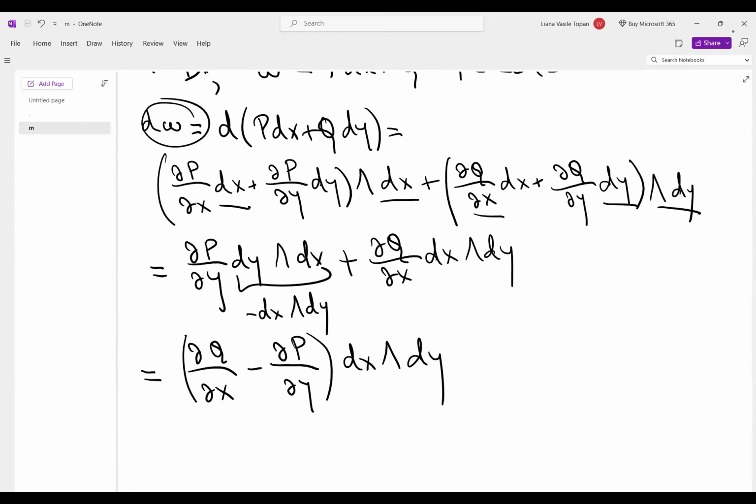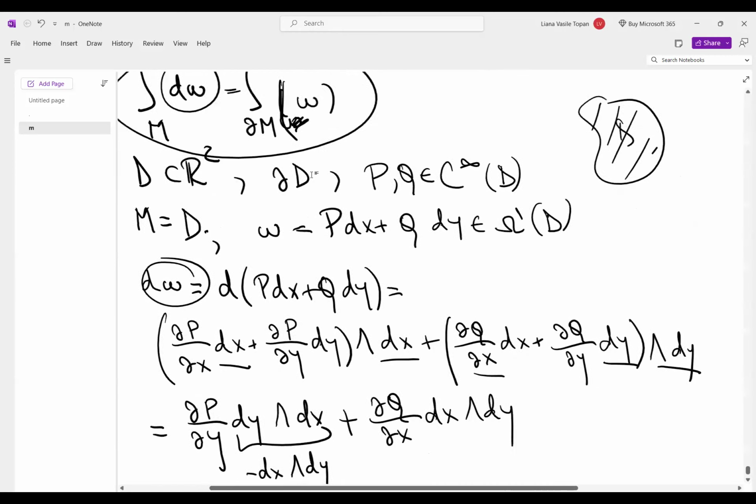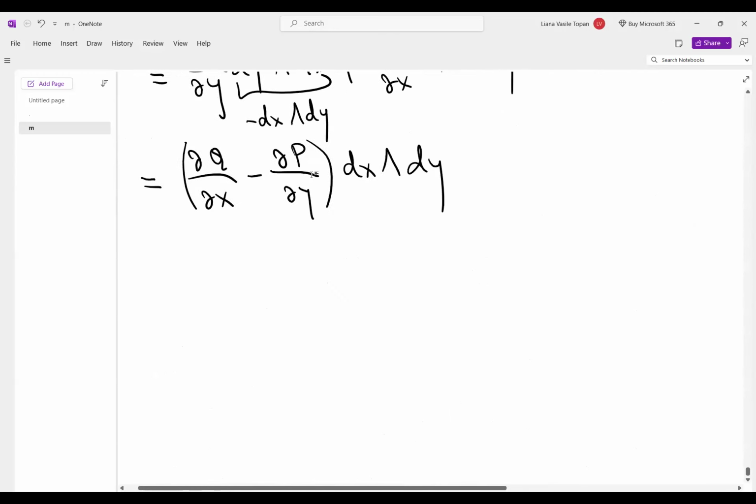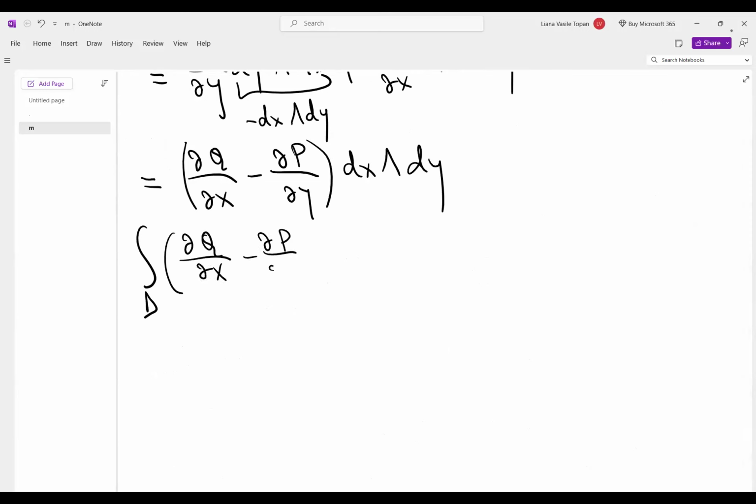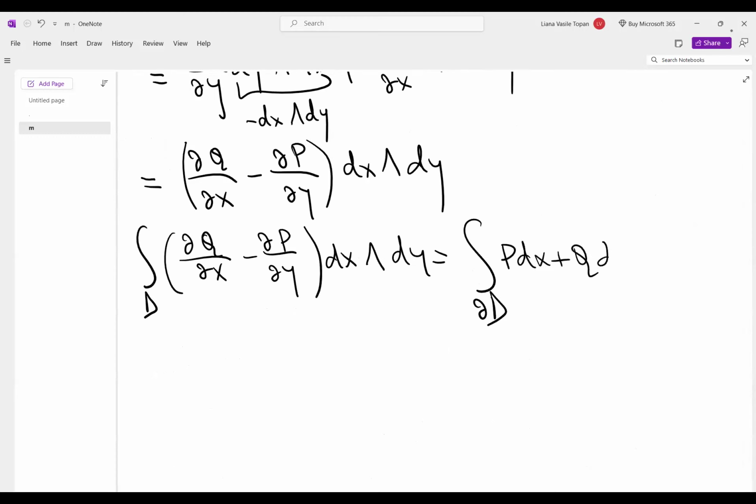And now let's apply Stokes, right, for these quantities here. So we apply this one. So we have that the integral over D of this d omega, which is partial q over partial x minus partial p over partial y dx wedge dy, is the integral over the boundary of D of omega, which was, if you remember, p dx plus q dy.